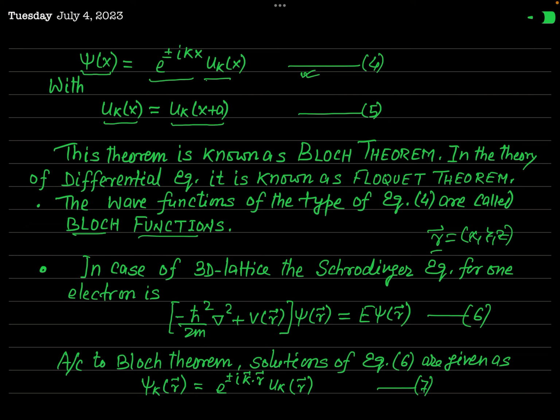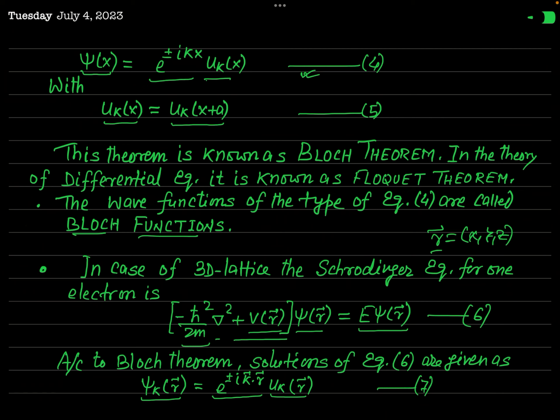So you can see I have written here the time independent Schrodinger equation in case of a 3D lattice for a single electron, and this is given as minus h bar square over 2m del square plus V of r, psi of r equal to E times psi of r. This is the Schrodinger equation in 3 dimensions, and here this potential V of r is a periodically varying potential, and in this case the solution of this equation in accordance with Bloch theorem, you can write in this manner: psi k of r equal to the plane wave e to the power plus minus ik dot r times uk of r.